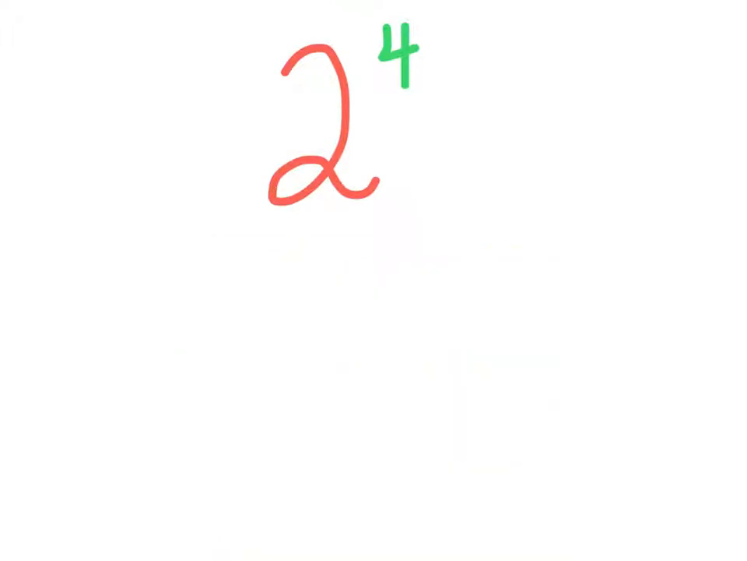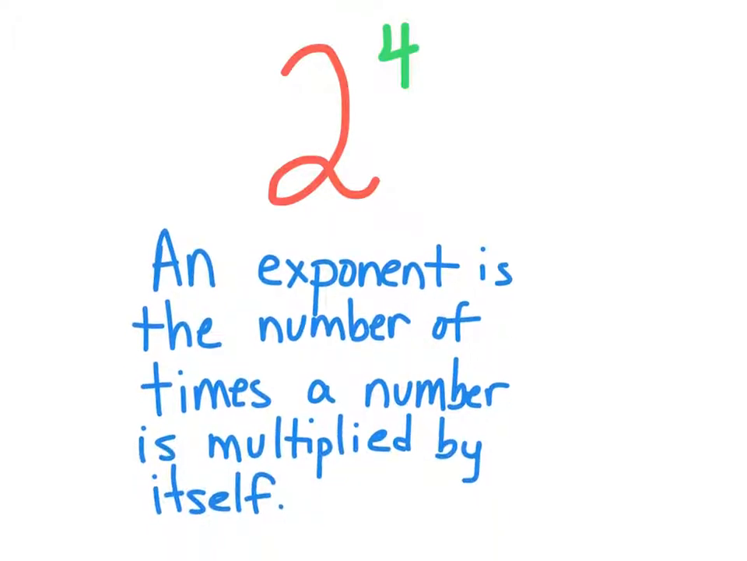When you see an exponent, you notice that one number is larger and it has a smaller number that seems to float to the top right of it. That's called the exponent. An exponent is the number of times a number is multiplied by itself. Let's take a look.